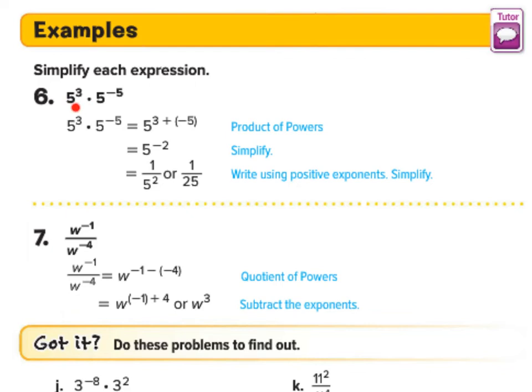So for example, here we have 5 to the third power times 5 to the negative fifth power. I have a positive exponent and a negative exponent. So what do I do here? I'm supposed to add, correct? Because it's multiplication, I have to add my exponents. I'm adding a positive 3 plus a negative 5, which is negative 2. So you have to know how to add and subtract integers. And we have now the fraction 1 over 5 to the power of 2, or 5 times 5 is 25, so 1/25.